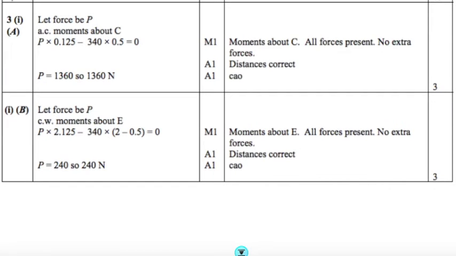Right, so they've got a force, so anti-clockwise moment, you get 1 mark for setting this up, 1 mark for getting the distance correct. Your method mark is actually for doing moments about C, and you get 1,360. Second one, moments about E, and getting 240.